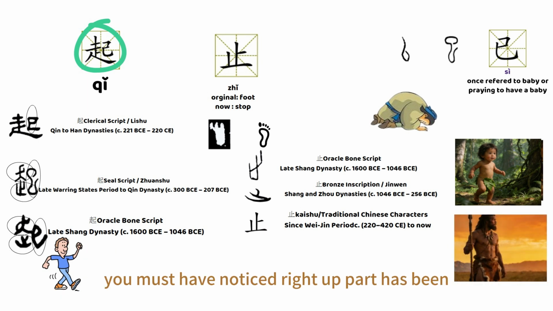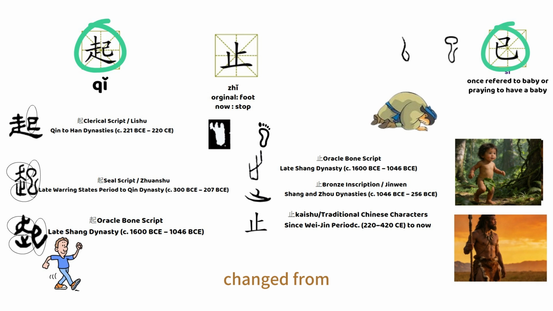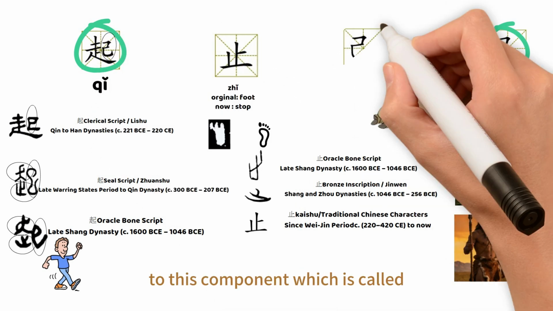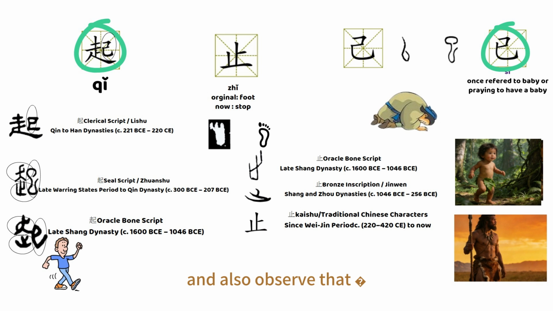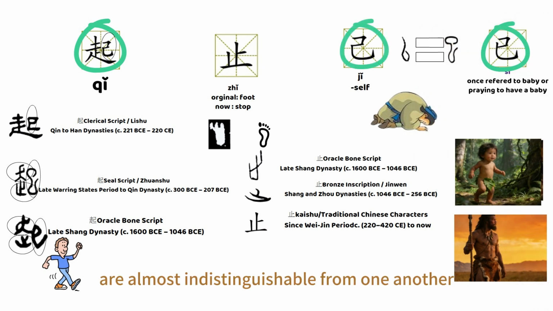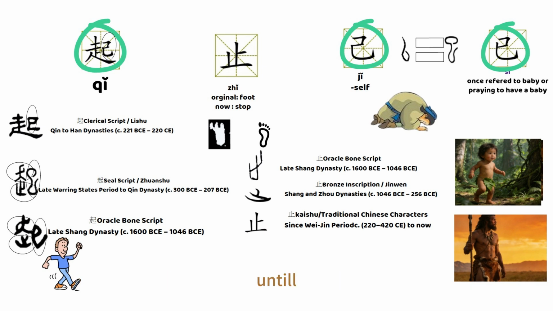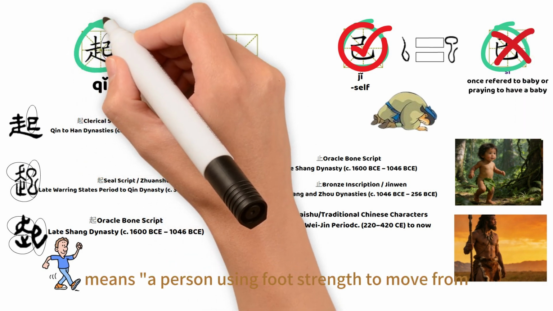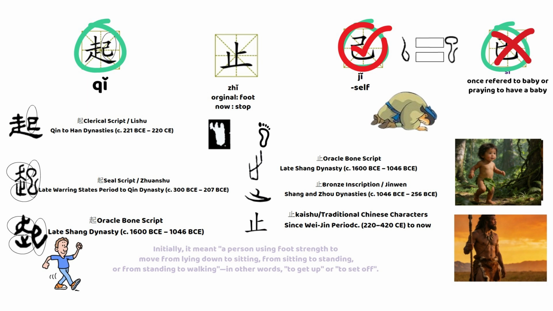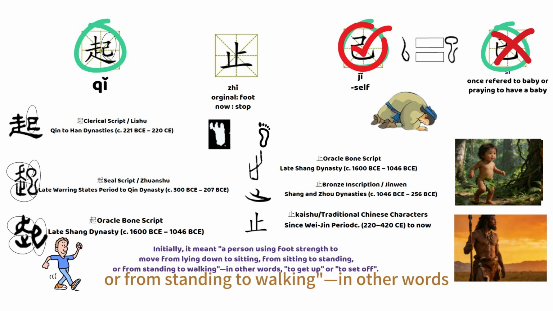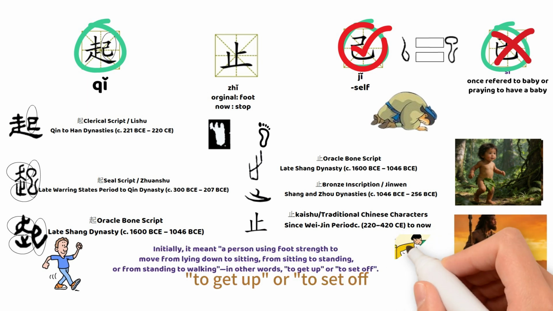You must have noticed the upper right part has been changed from 四 to this component, which is called 几, and also observe that 四 and 几 are almost indistinguishable from one another. The similar shapes might be the major reason that they were interchangeable and used for the same meaning, until 几 finally replaced 四. In short, 起 means a person using foot strength to move from lying down to sitting, from sitting to standing, or from standing to walking, in other words, to get up or to set off.